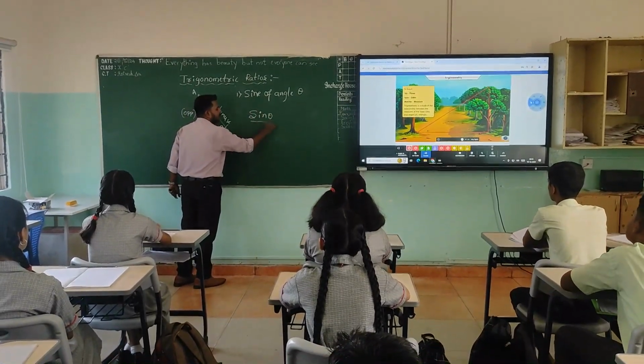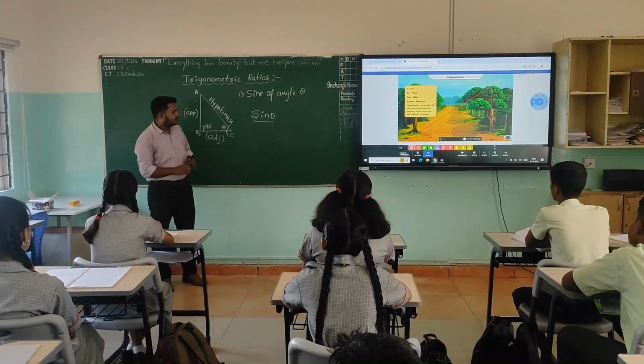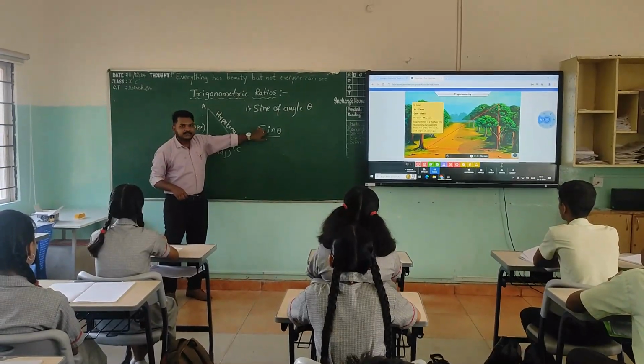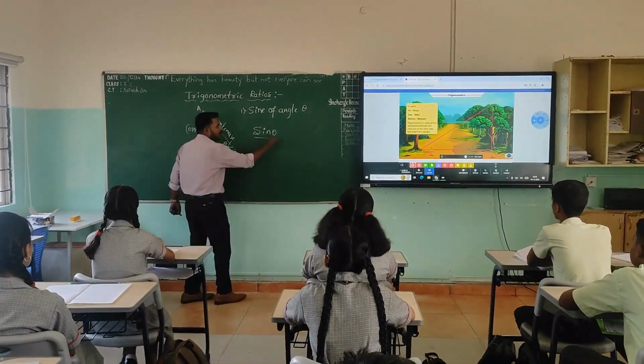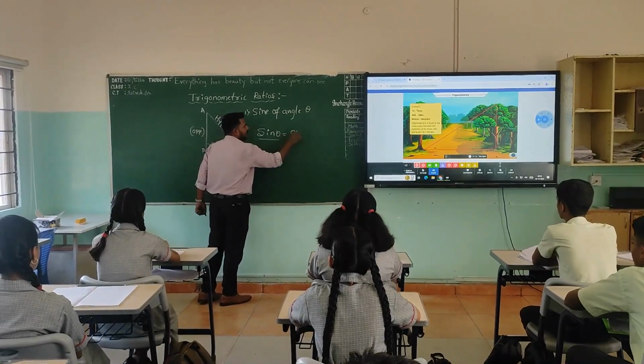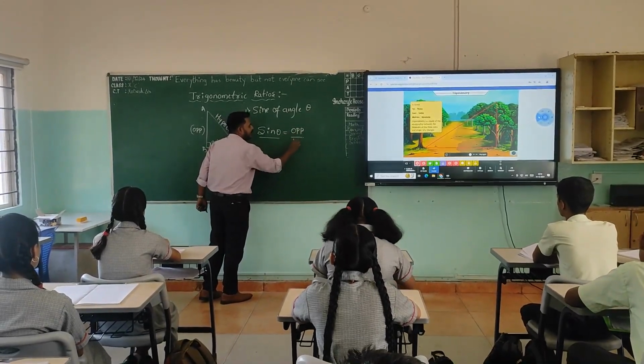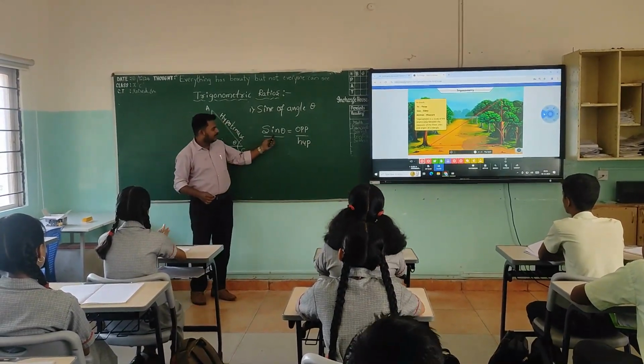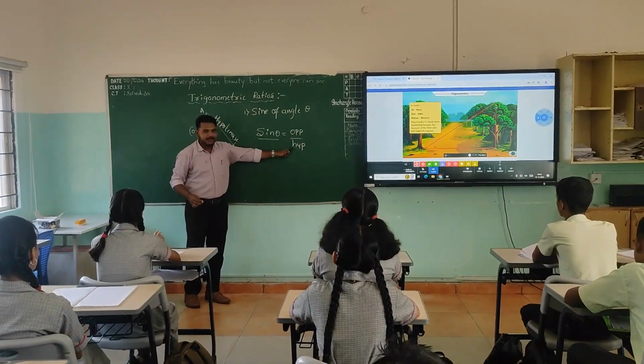So in short form we can write it as sine theta. Sine theta is the first ratio of trigonometry. So what is the meaning of sine theta? It is the ratio of opposite side divided by hypotenuse side. So the first ratio, sine theta, is always the ratio of opposite side divided by hypotenuse.